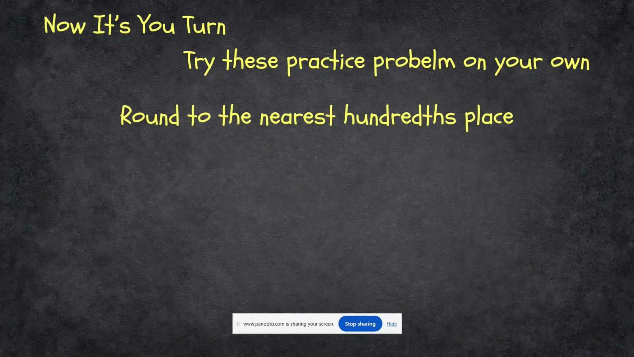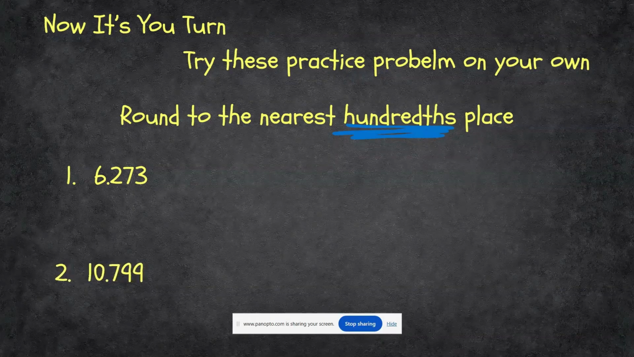Let's see if you can try some practice problems on your own. So I want you to round these next two problems to the nearest hundredths. Your first problem is 6 and 273 thousandths. Your other problem is 10 and 799 thousandths. Go ahead and pause this video, create those number lines, see if you can come up with your answers on your own, and then unpause it, and then we'll check those answers together.